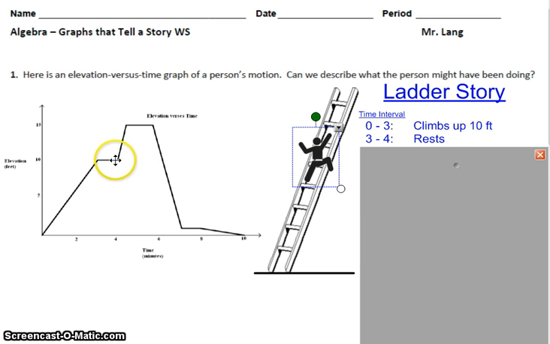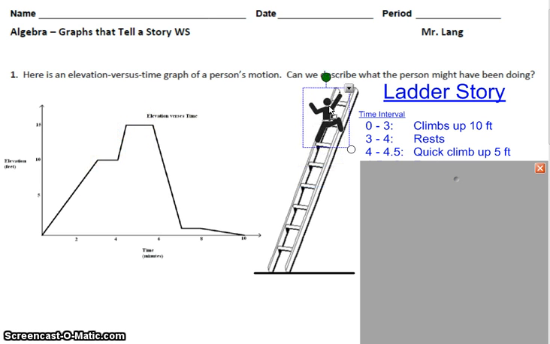Then this next interval is really steep. It goes from 10 feet to 15 feet, and that happens over a very short time. It's not even 1 full minute here. It looks to be maybe about half a minute, maybe to 4.5. So what I said here is they did a quick climb up 5 feet to the top. So that would look like the person gets to whatever the top here. So that's a much faster pace. The rate of change was much greater than on the 0 to 3 there.